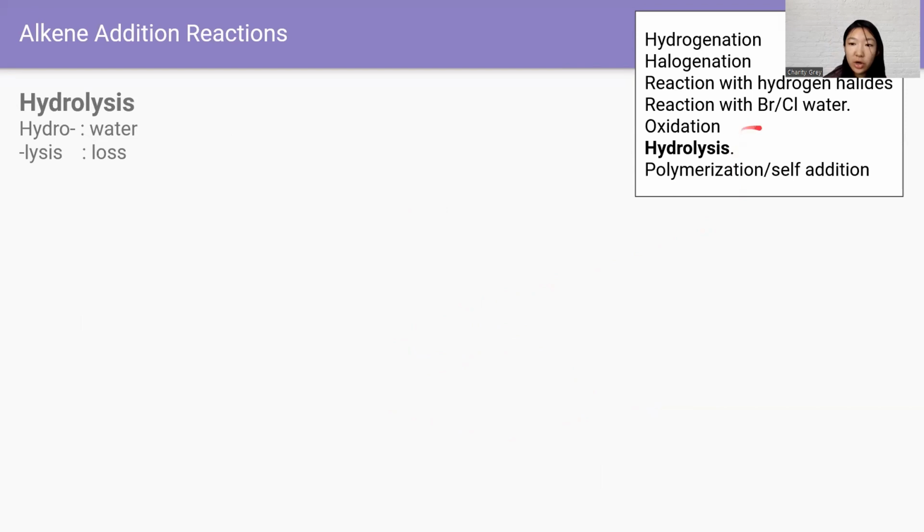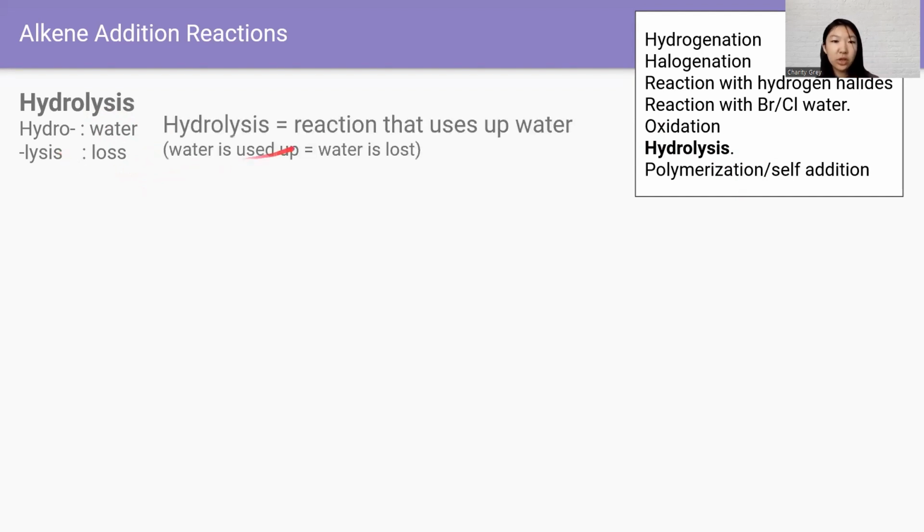Now we're going to move on to hydrolysis. Hydro means water, right? It's very common to use hydro as water, and then lysis means loss. So here we are losing water. What does that mean for the reaction? Hydrolysis is the reaction that uses up water, because water is in the reactants. You're taking up water, there's less water around because the water has been used and put into the reaction.